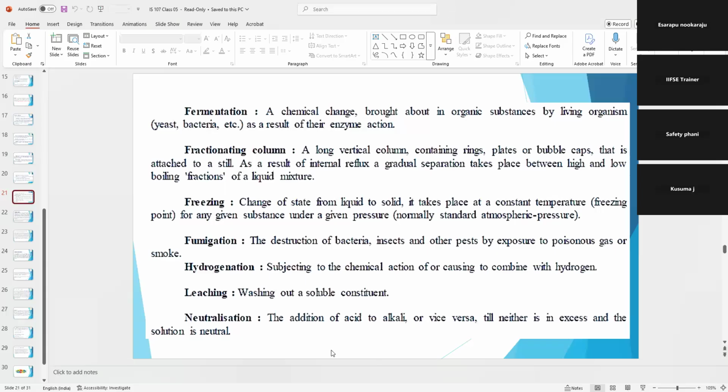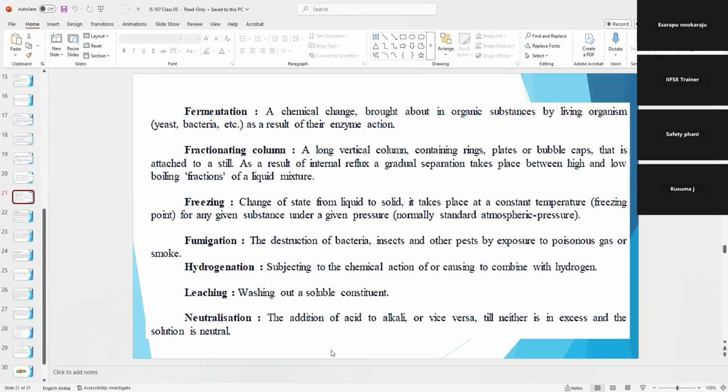Then fumigation, so we know about fumigation, especially in the COVID times. It is the one practice we used to do. It is the destruction of bacteria, insects, and other pests by exposing them to poisonous gases. We used to do the fuming in the COVID times.